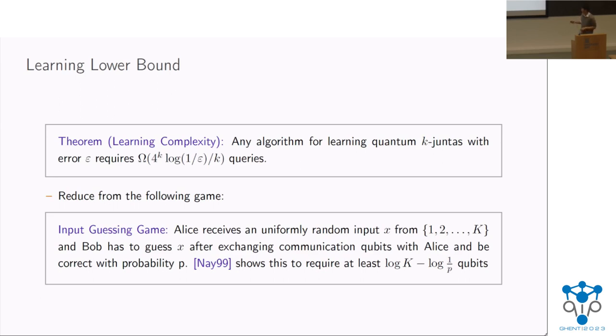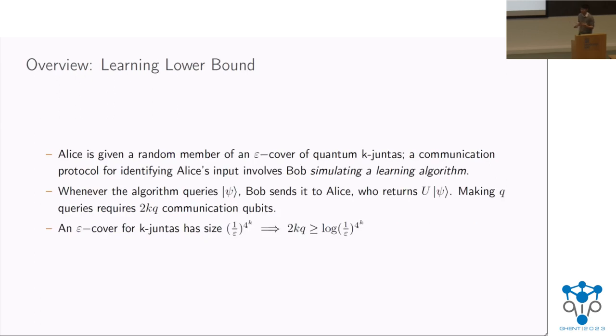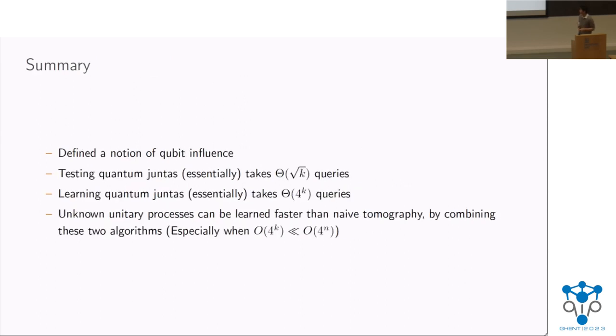So essentially the high-level overview of this reduction is that one way that Bob can figure out what input Alice has is to simulate the learning algorithm. So whenever the algorithm queries a quantum state psi, then Alice will return U times psi.